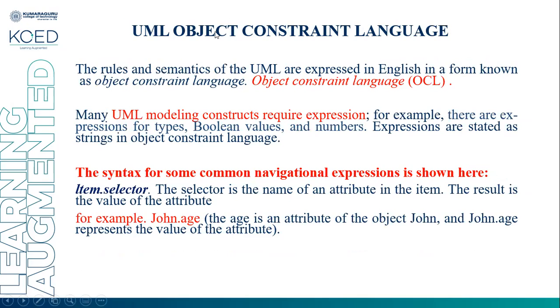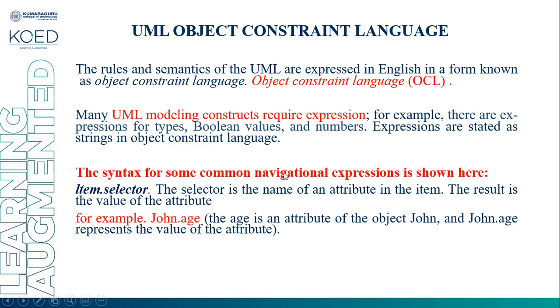Next, the UML Object Constraint Language. Constraint means some condition, so we are able to create conditions by using UML. That's why it's known as the UML Object Constraint Language. The rules and semantics of the UML are expressed in English in the form of an Object Constraint Language, OCL. Many UML modeling constructs require expressions, for example, expressions of types, Boolean values, and numbers. Expressions are stated as a string in the Object Constraint Language.